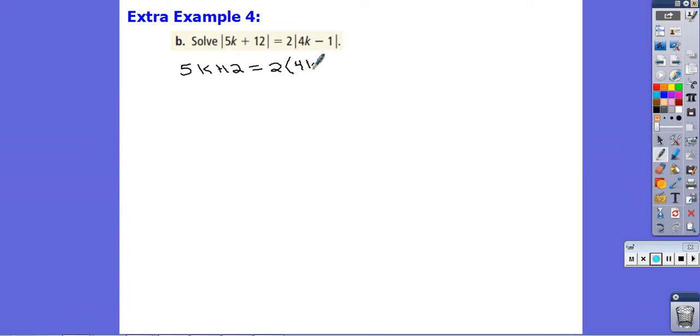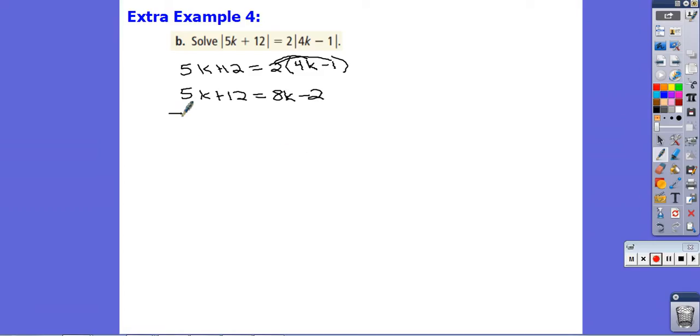Now, the 2 out here is multiplying times this entire expression, so we can't just put 2 4k. That would appear to be 24k. We also just can't put 8k because the 2 has to be distributed amongst everything in here. So I put the parentheses so that I realize I need to use the distributive property, and I take 2 times 4k, which is 8k, and 2 times negative 1, which is negative 2.